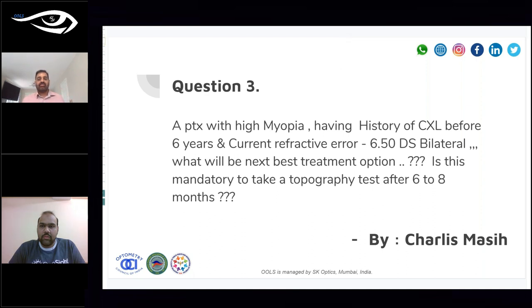I would do a topography to check if that cross-linking is still working. Has it changed anything? You would need the original topography before cross-linking, after cross-linking, and then 6 months to see what's happened. Now, the treatment option, ideally, here you're looking at talking to an experienced fitter. Personally, I would have fitted that patient with an Ortho-K lens, which is a nighttime one. But there is an option to fit that patient with a daytime Ortho-K lens.